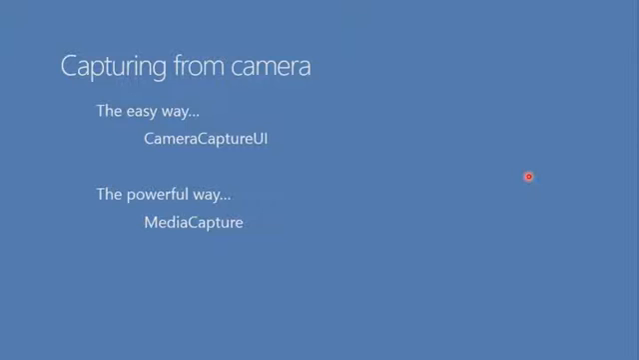I want to be able to access things at a lower level. I want to be able to look at the different devices and select a device or whatever. I need to have more power. So the easy way is using an API in the Windows namespace, in the WinRT namespace, that's called Camera Capture UI. And then the more powerful and feature-rich way of capturing media is by using Media Capture. That's another API that you have to do more configuration in, but then you have that power that I'm mentioning.